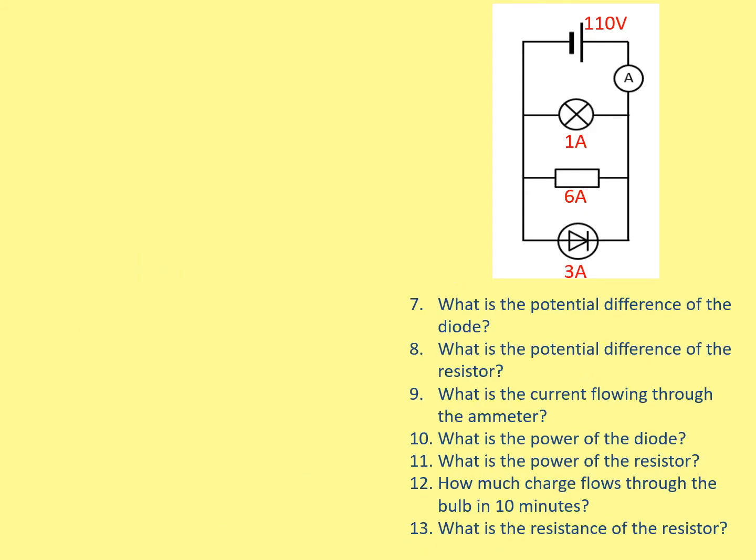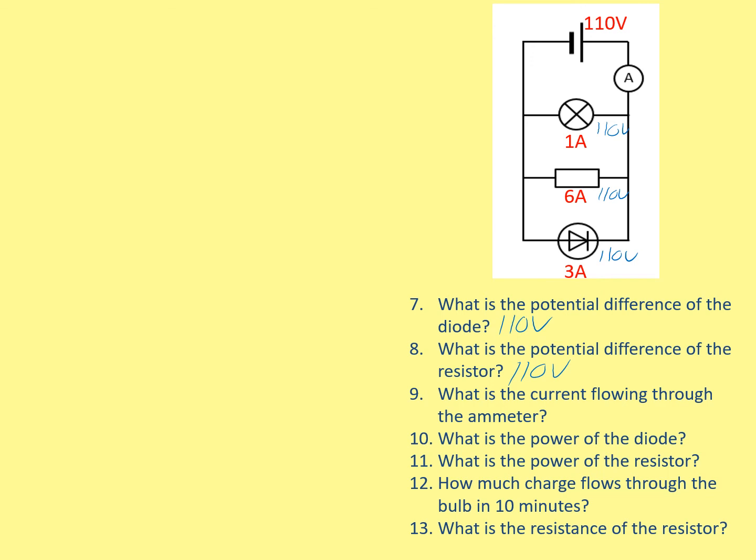Okay, question number 7. So we start with the potential difference of the diode. Well, I know that if that's 110 volts, then every component in a parallel circuit is 110 volts. So the answer is 110 volts. What is the potential difference of the resistor? Well, that's also 110. It's a parallel circuit. Everything has the same.